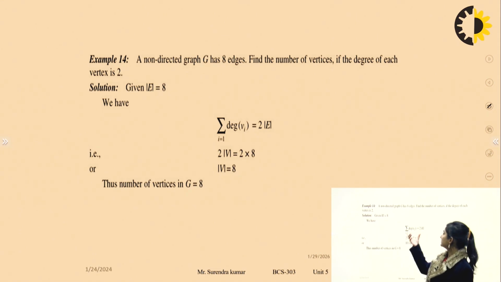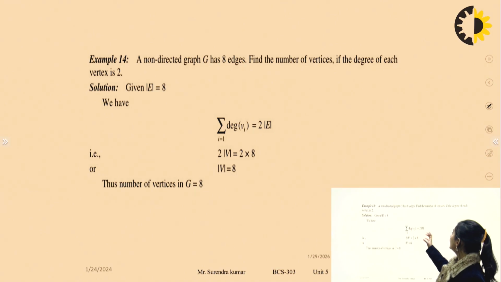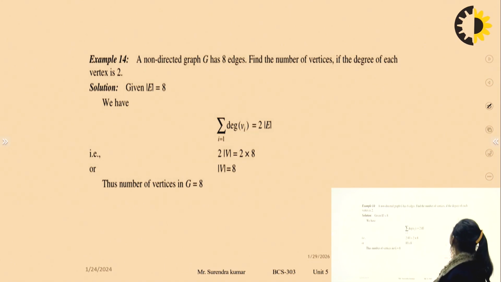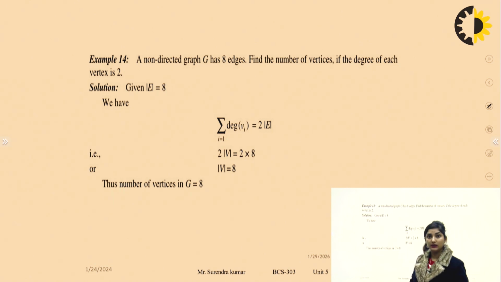Next, another example. This is a formula which says that the sum of the degrees of the vertices is 2 times the number of edges. A non-directed graph G has 8 edges. Find the number of vertices if the degree of each vertex is 2. So if the number of edges is given and we have to find the number of vertices given the degree of a vertex, this is the formula we use: sigma degree Vi equals 2E.